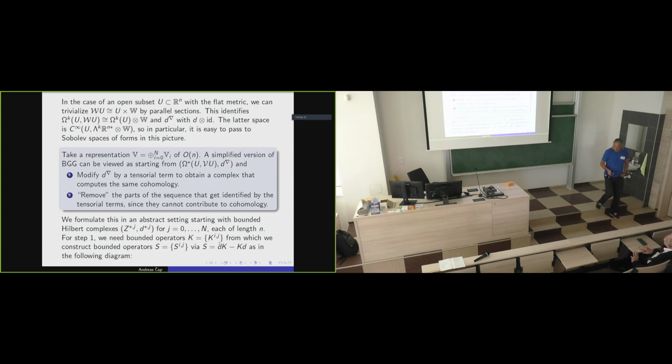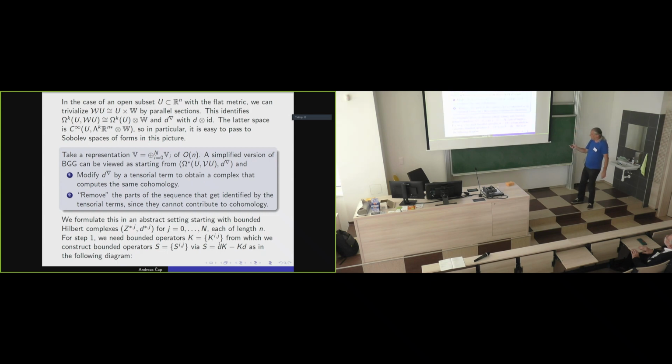The ingredients for the two steps are slightly different. So for step 1, we need bounded operators K_ij, and I'll get a diagram on the next slide, so don't be afraid. These K_ij just move you up one row. Okay, they stay in the same column and move you up one row. And from these you construct bounded operators S just by D composed with K minus K composed with D.